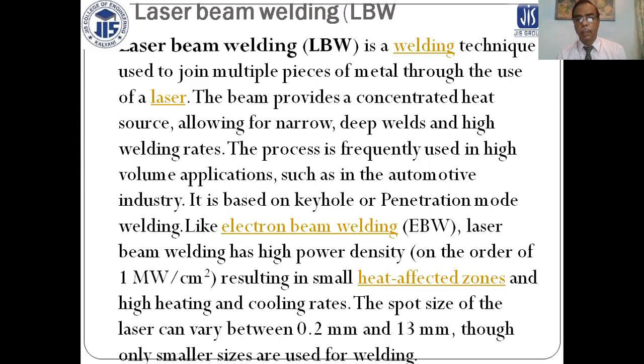Laser beam welding has a high power density, on the order of 1 megawatt per square centimeter, resulting in a small heat affected zone and high heating and cooling rates. The spot size of the laser can vary between 0.2 millimeter and 30 millimeter, though only smaller sizes are used for welding.